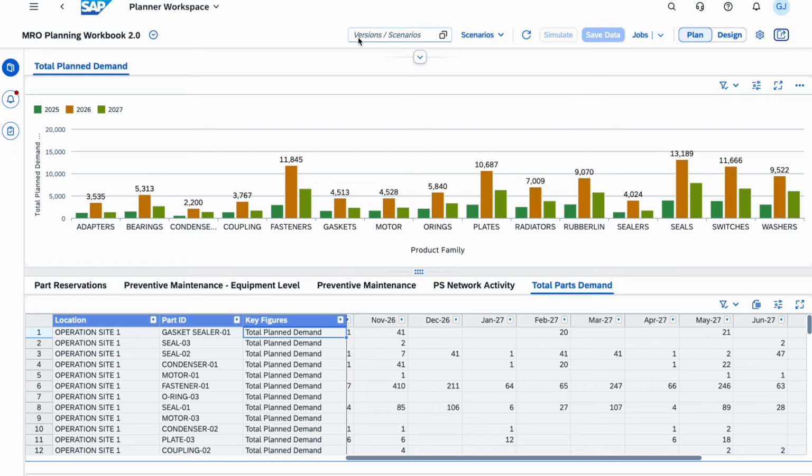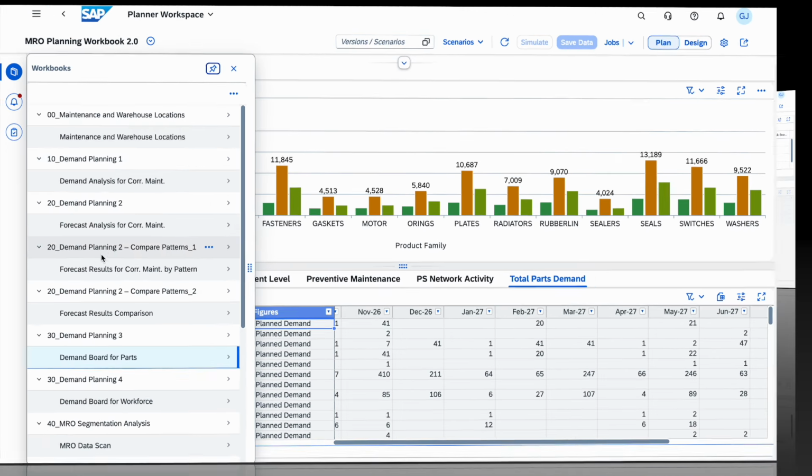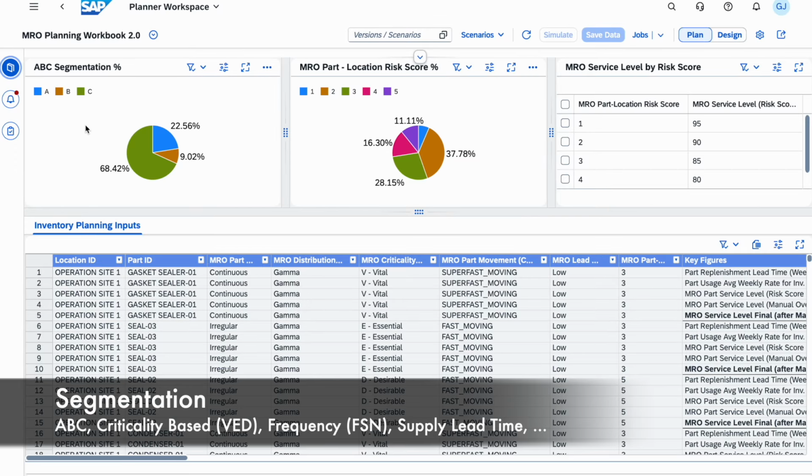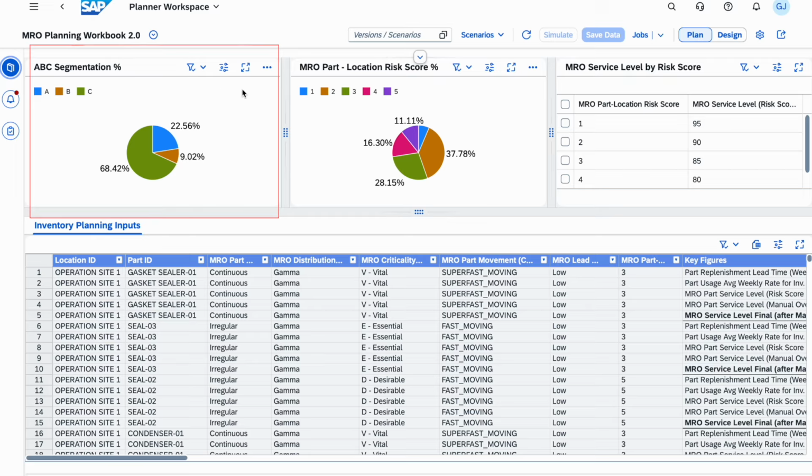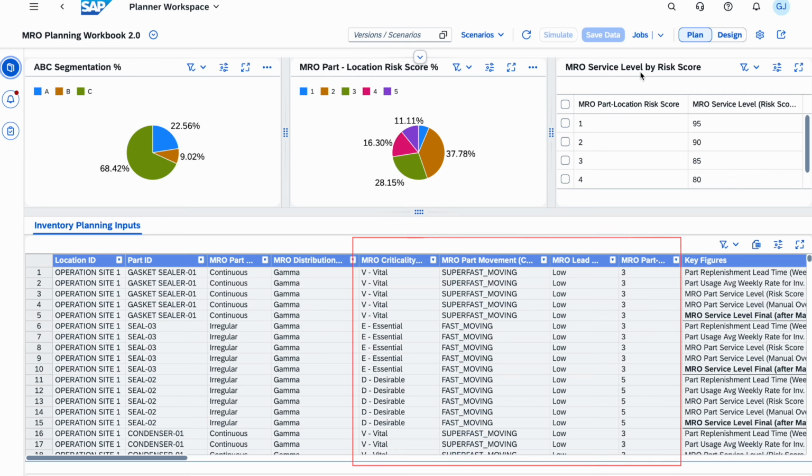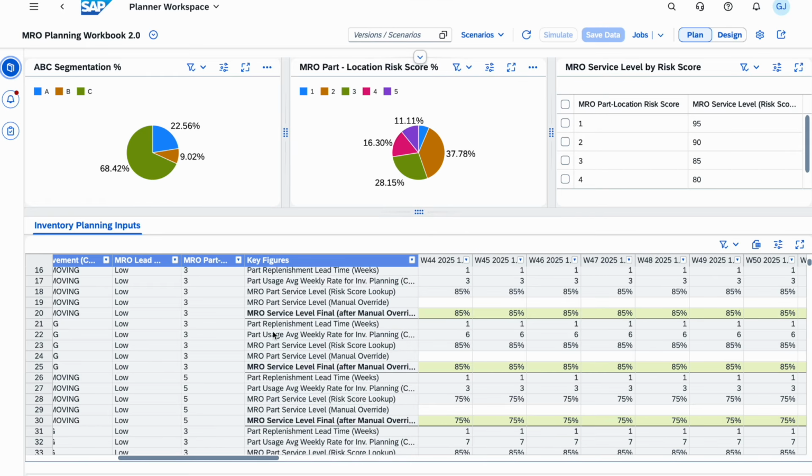This step ensures that not all parts are treated the same. Spare parts have different criticality and usage. Segmentation methods help classify parts. For instance, ABC, based on consumption value; VED, vital, essential, desirable, based on operational criticality; FSN, fast, slow, non-moving, based on consumption frequency. Combined with lead time analysis, IBP calculates a risk score to determine the ideal service level.